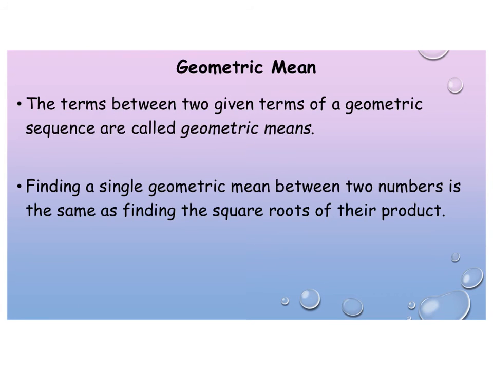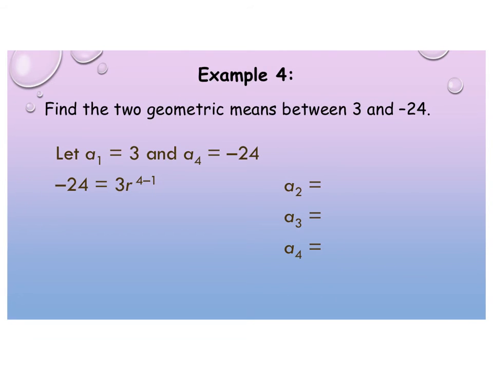All right, a geometric mean. Remember we learned about arithmetic means. Geometric mean is the terms between two given terms of a geometric sequence, just like we had an arithmetic mean for an arithmetic sequence. Finding a single geometric mean between two numbers is the same as finding the square root of their product. Okay, so let's see what that actually means.